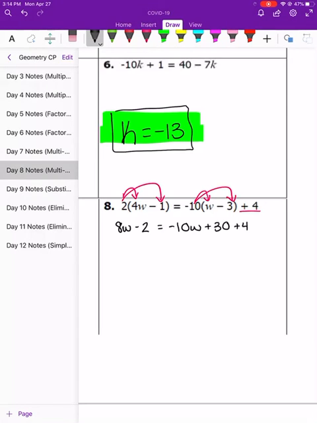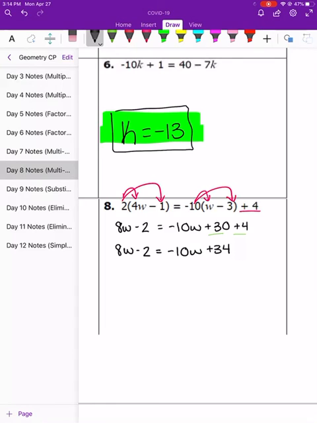Okay. Now I'm going to go through and try to combine like terms. So on my left side, I can't combine anything. But on my right side, I can combine this 30 and this plus 4. So go ahead and do that. So 8w minus 2 stays the same. Negative 10w plus 34. Okay.